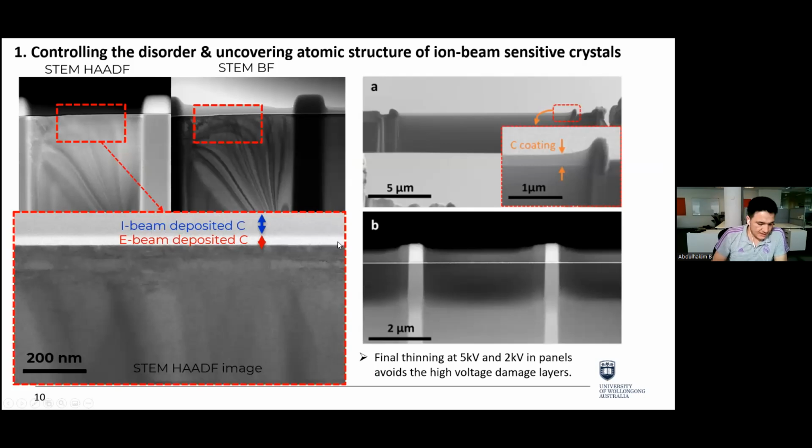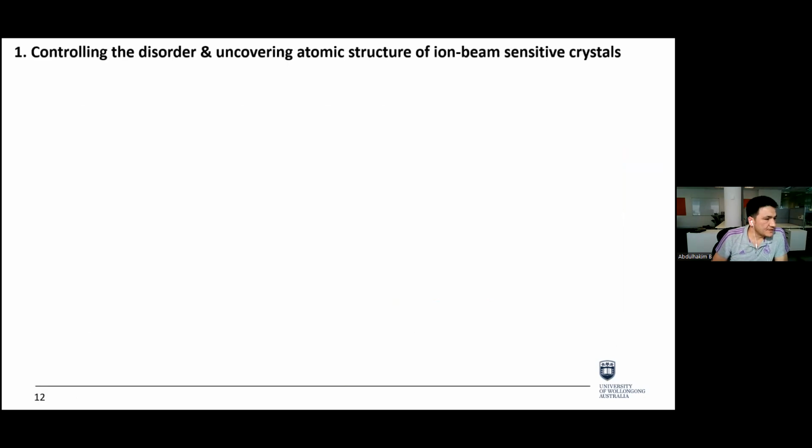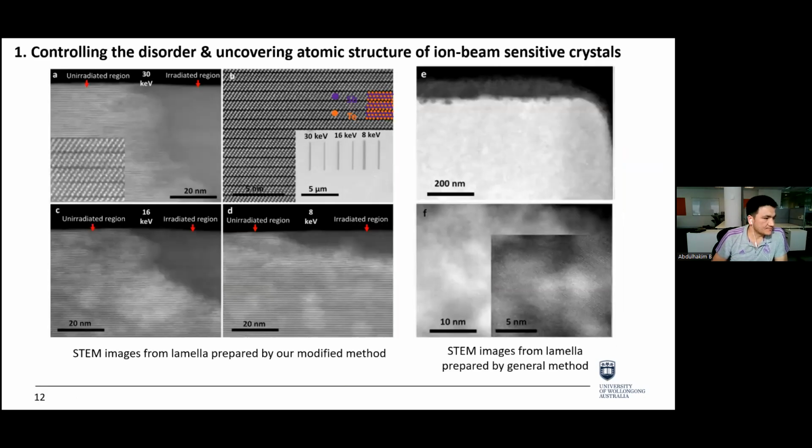And the main point, as I said, is that there is a way to control the disorder by minimizing the ion beam energy and irradiating the surface at various angles. So this shows how we minimize the ion beam amorphization at the surface, eventually using this TEM and aberration corrected system to reveal the atomic structure of this material.